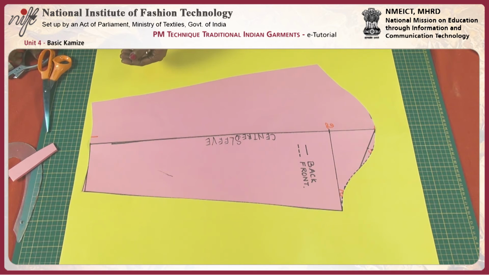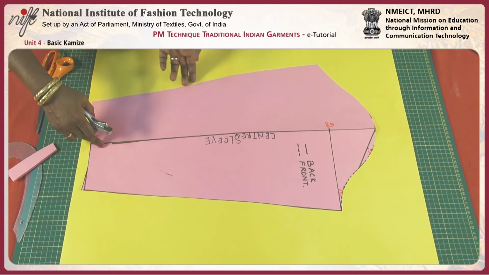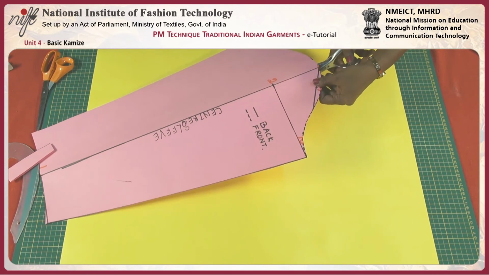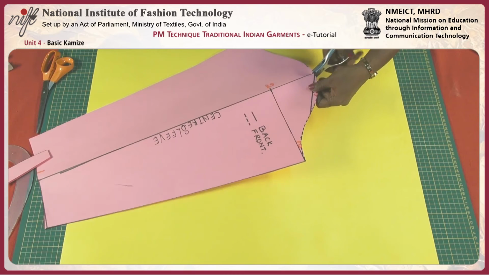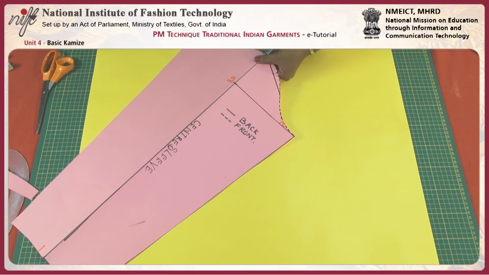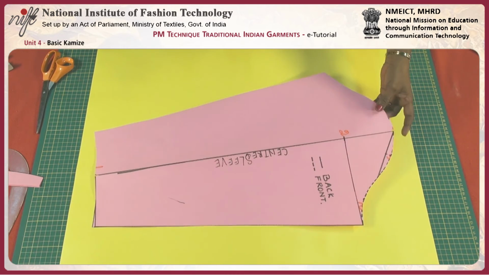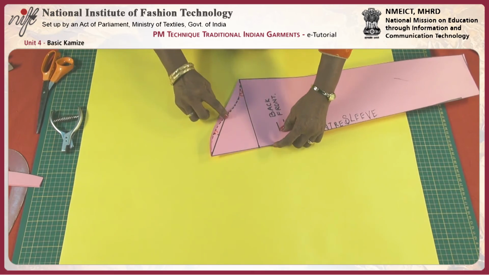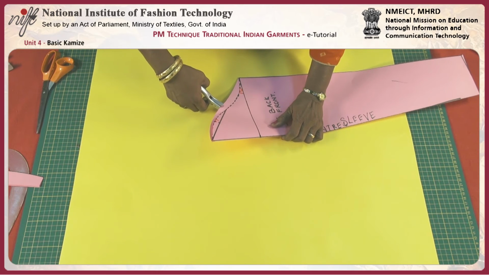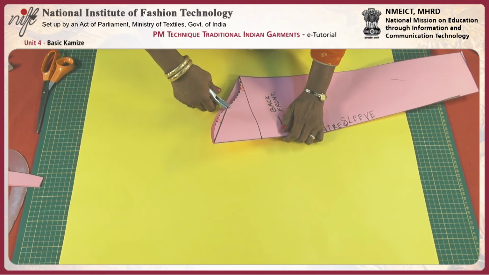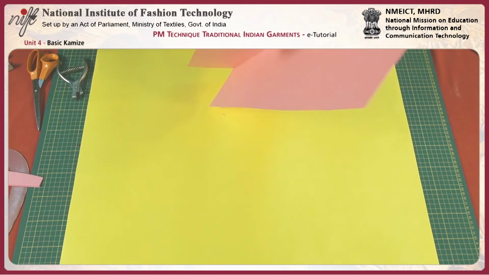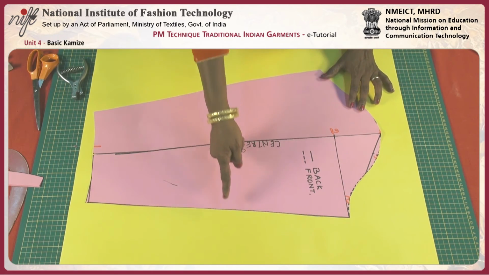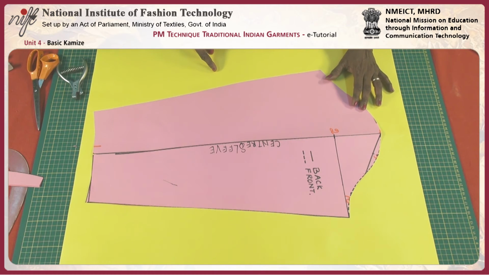We should do notches at the center line, then make a fold and do the notch at the mid of the armhole. And this is the sleeve pattern. We can also draw the elbow line and make the notch.